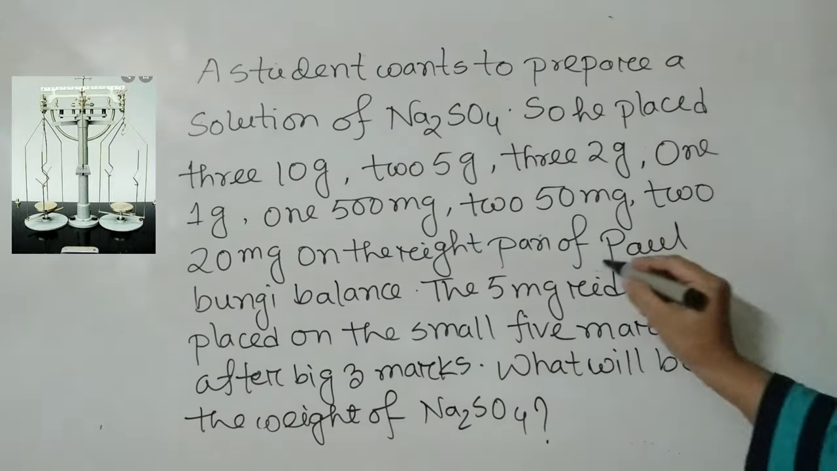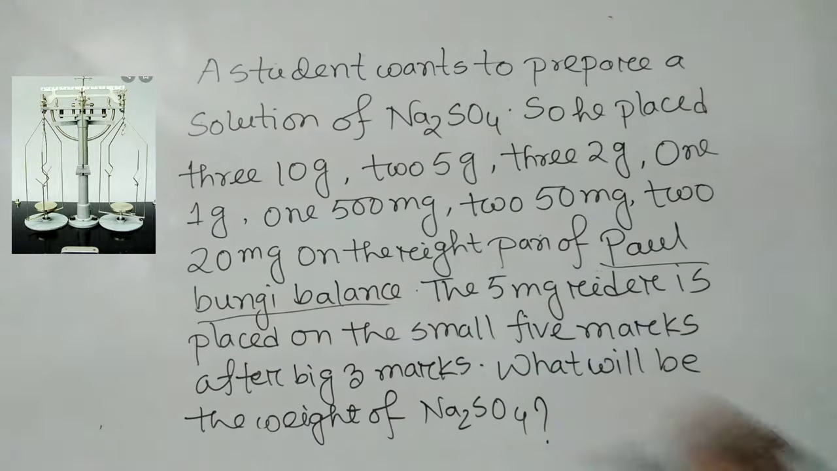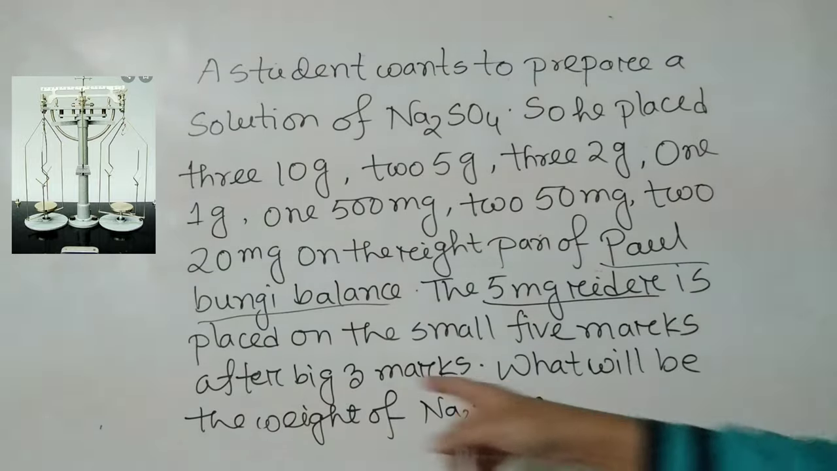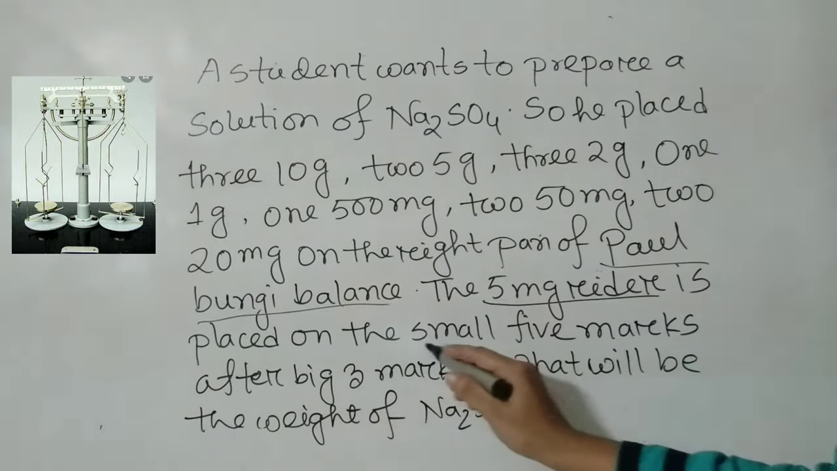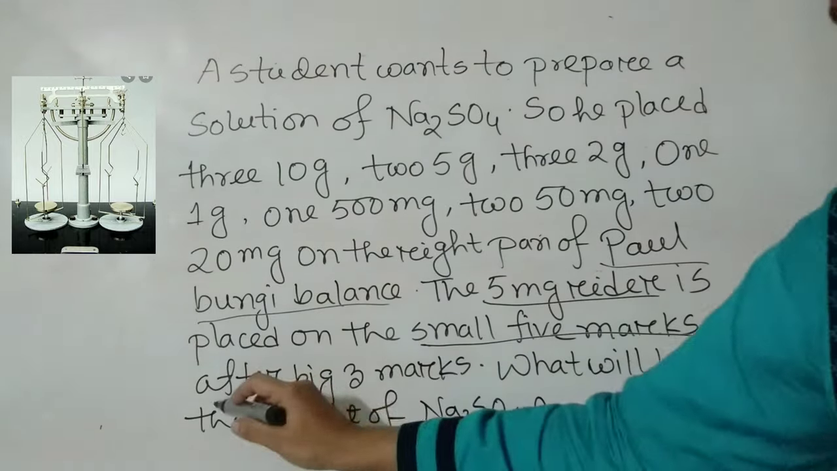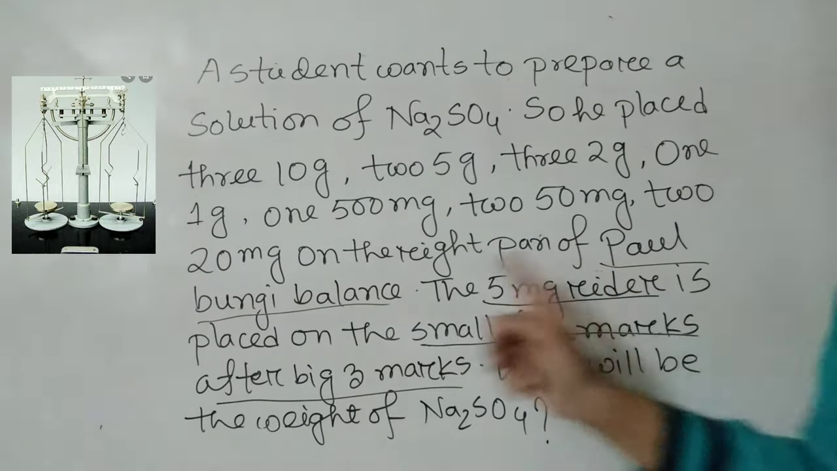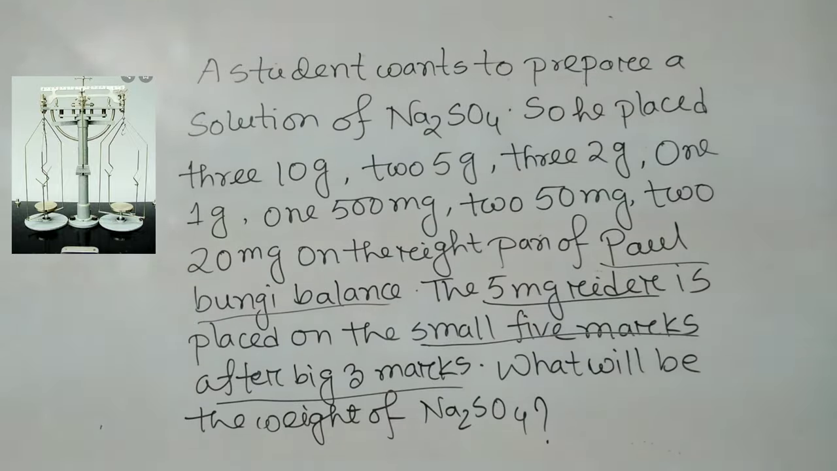Now you have seen here one word is Paul Bunge balance. The 5 milligram Rider is placed on the small 5 marks after big 3 marks. What will be the weight of sodium sulfate? Why did I underline Paul Bunge balance?